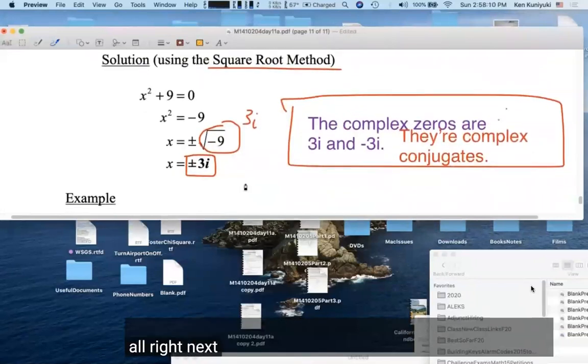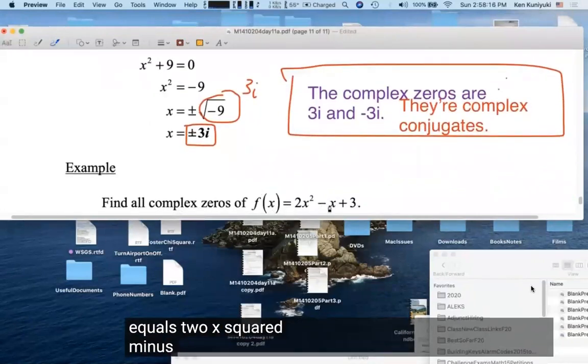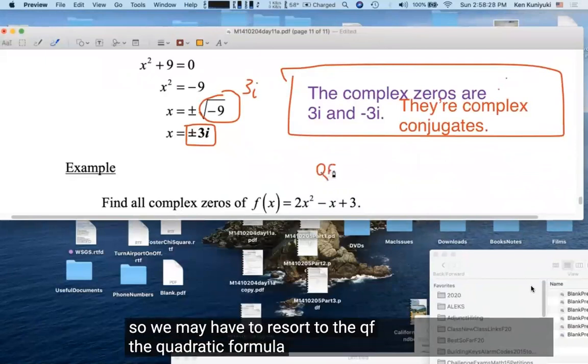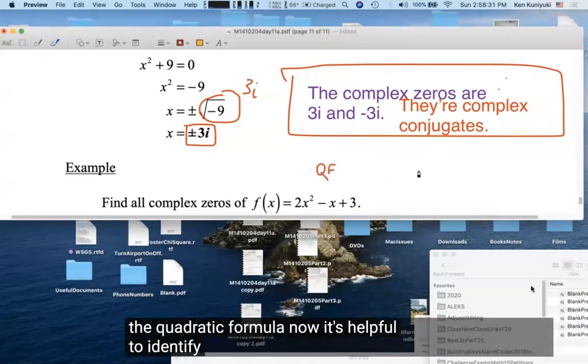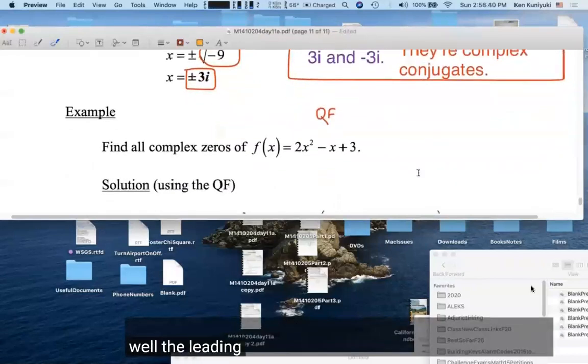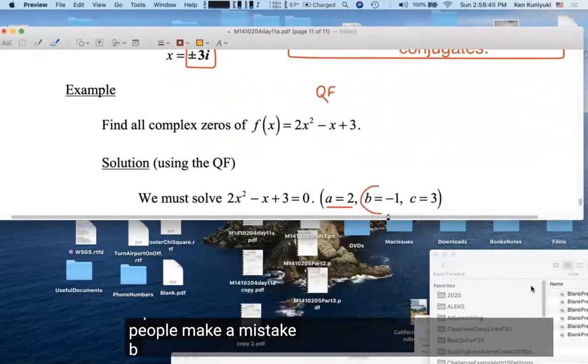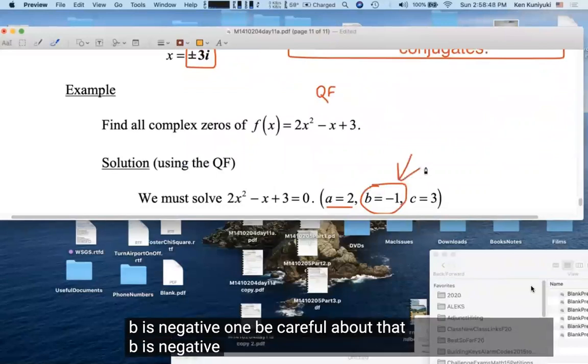All right. Next up, find the complex zeros of f, where f of x equals 2x squared minus x plus 3. If you try to factor that old school, to no avail. So we may have to resort to the quadratic formula. Now, it's helpful to identify what a, b, and c are, the coefficients. Well, the leading coefficient, a, equals 2. Now, this is where a lot of people make a mistake. b is negative 1. Be careful about that. b is negative 1. And then c is 3.